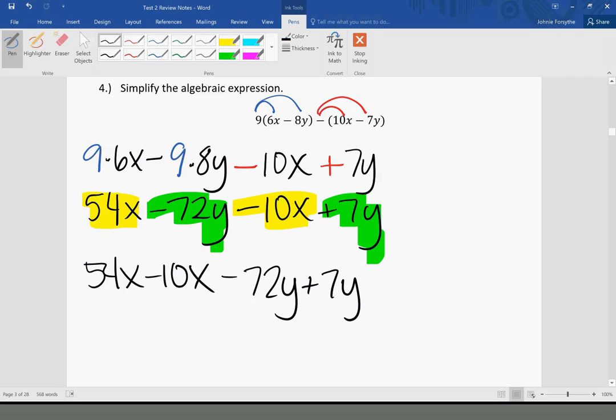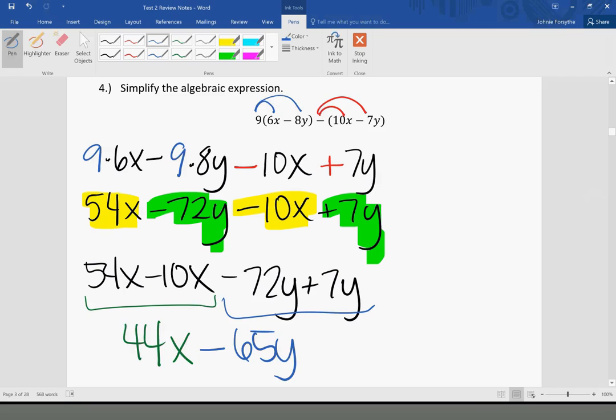And so when I have like terms, I'm going to just combine the coefficients. So here, 54x minus 10x, 54 minus 10 is 44, so it's going to be 44x. And then negative 72 plus 7. So I have different signs, so I'm going to subtract and take the sign of the larger number. The larger number is 72, so it's going to be negative. And if I take the difference between 72 and 7, that's going to give me 65. So it's going to be negative 65y. So my final answer is going to be 44x minus 65y.